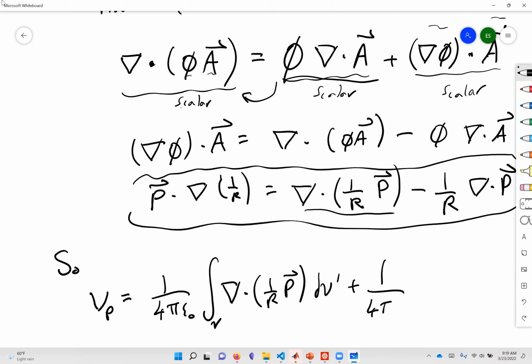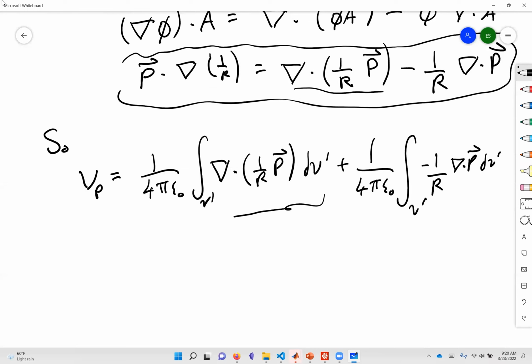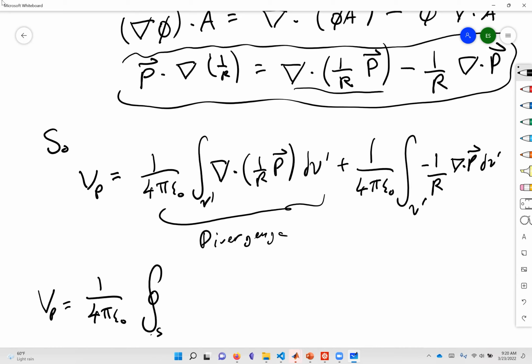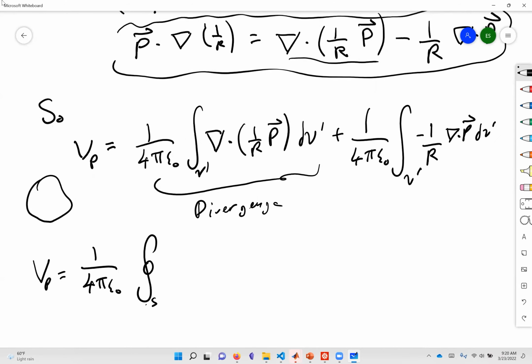And then 1 over 4 pi epsilon naught integral over V prime of minus 1 over R, dV prime. So here I can use the divergence theorem. So what does the divergence theorem do? It turns a volume integral into a surface integral on the boundary. So this is going to be 1 over 4 pi epsilon naught, a closed surface integral over the boundary of the medium, right? And then there's going to be 1 over R out. I can take it out. It's a constant, right?